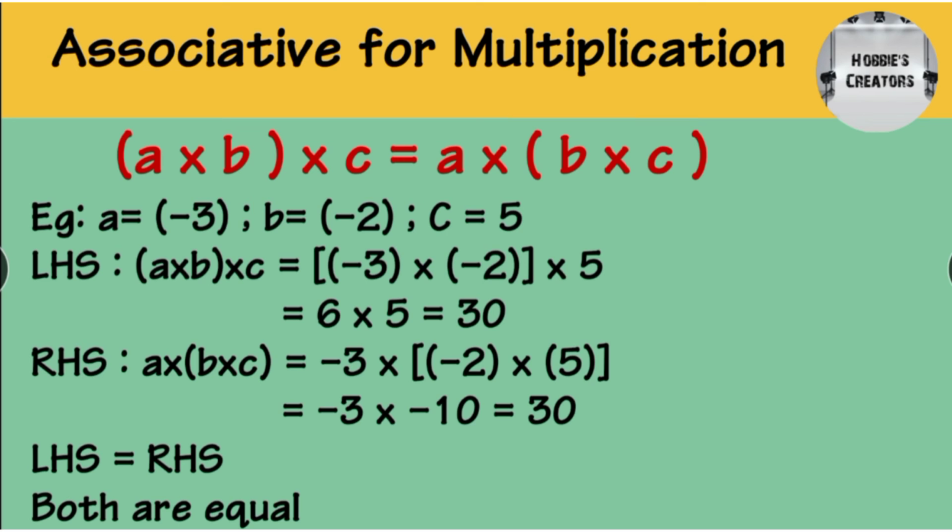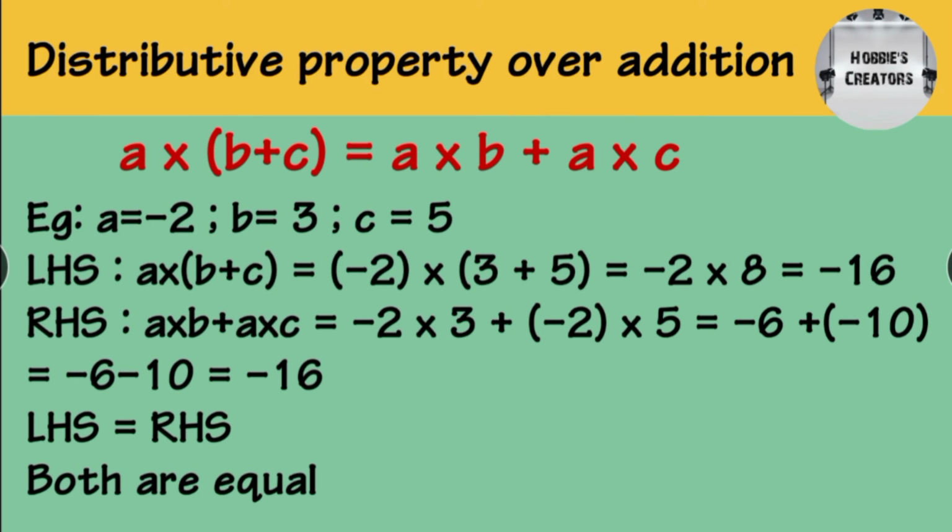Now we can move on to distributive property over addition. So see the form here: a multiplied by b plus c is equal to a multiplied by b plus a multiplied by c. So how am I getting this side? It is nothing but I am just multiplying this a inside the bracket. So a into b plus a into c. We can understand this by an example. See here, a is minus 2, b is 3, c is 5.